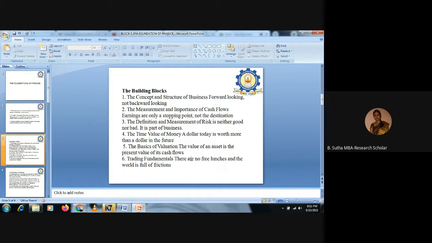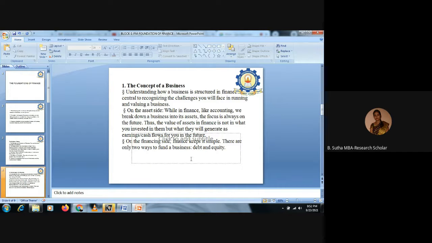Let's start with the concept of a business. You have seen a balance sheet in finance and accounting, right? You have assets and you have liabilities. A financial balance sheet lays out how we think about the business. In a financial balance sheet, you want to see assets and liabilities just like in an accounting balance sheet, but unlike an accounting balance sheet, when we think about the assets, we think not about what we have already put in them, what we have invested in them, but what we expect to make from the assets in the future. It's always about the future. That's going to change your perspective.